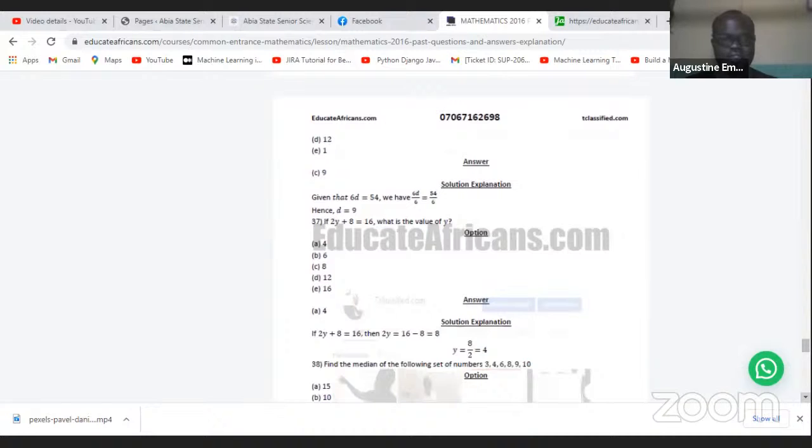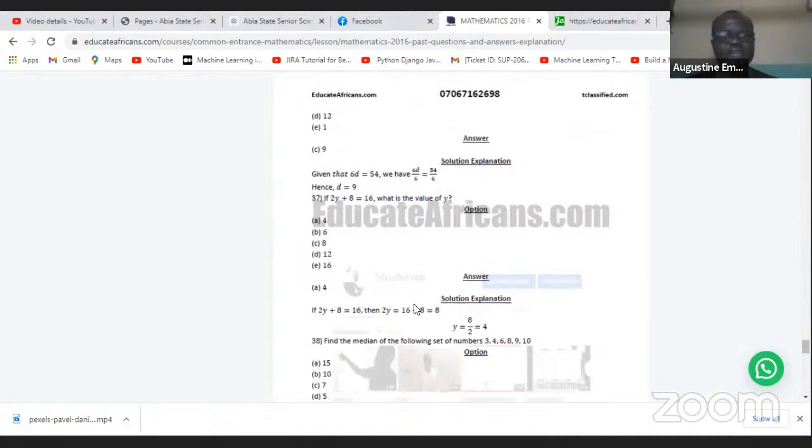So this is question number 37. If 2y plus 8 is equal to 16, what is the value of y? So this is similar. Change of subject of the formula is very important because you're going to be using it a lot. So we have, if 2y plus 8 is equal to 16, what is y?